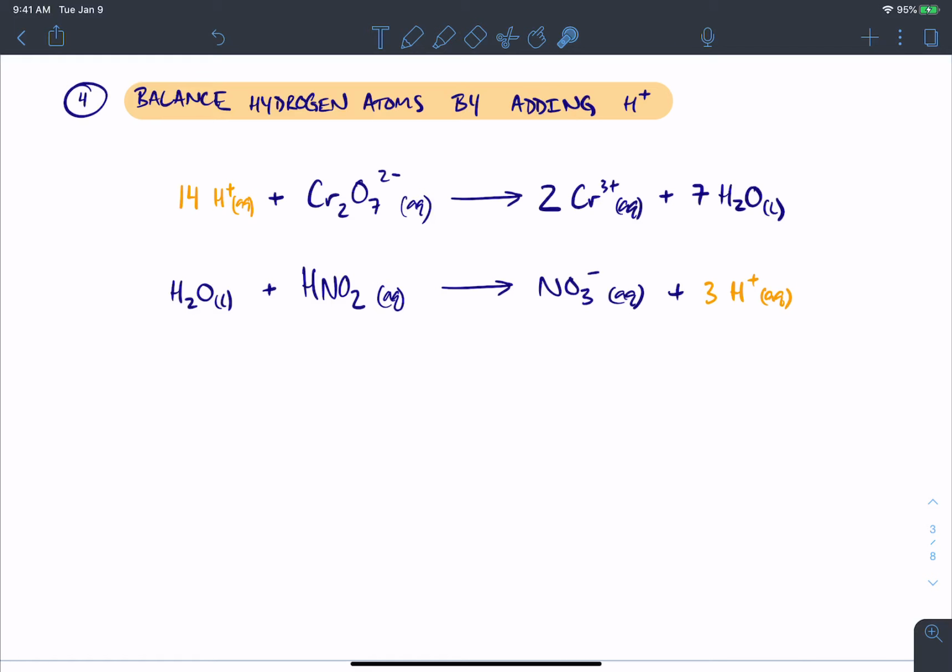In the nitrogen half reaction, notice I already had 1 hydrogen on this side from the HNO2 and 2 hydrogens from the water molecule that I added in the previous step, for a total of 3 hydrogens on the reactant side, and I had none on the product side. So I added 3 H+ ions to the product side to balance out the hydrogens on the reactant side. Alright, so at this point, we have all of our atoms balanced. The next step is to make sure that we have charge balance.